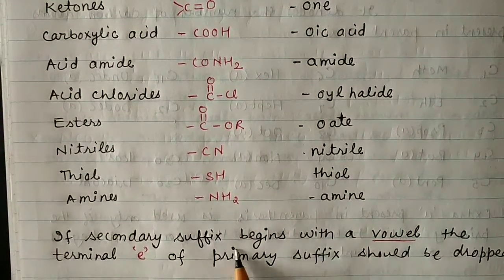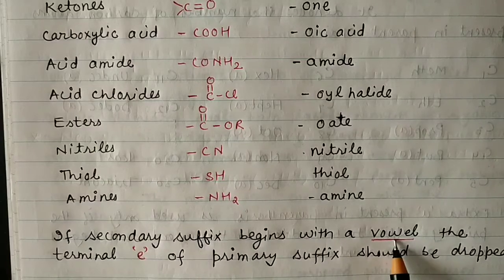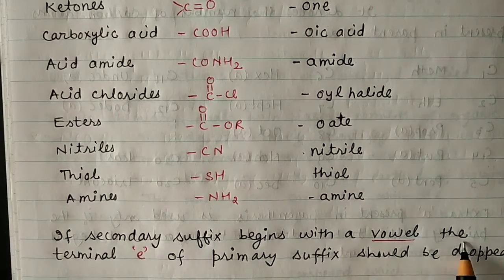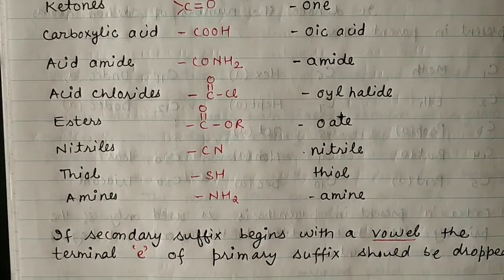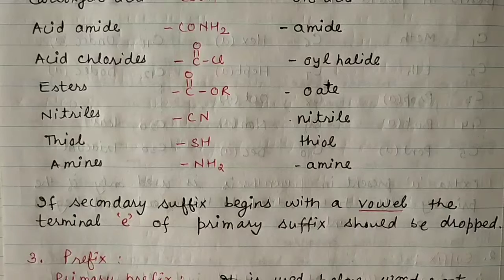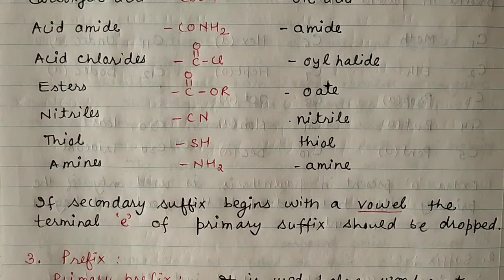If the secondary suffix begins with a vowel, that is A, E, I, O, U, the terminal E of the primary suffix should be dropped. That means we will remove the terminal E of the primary suffix, right?